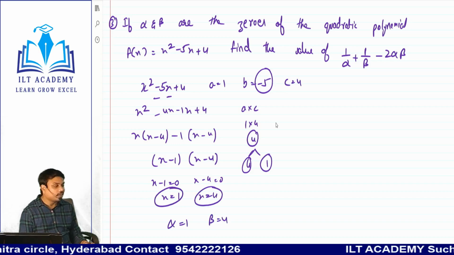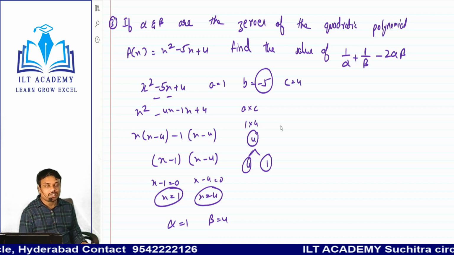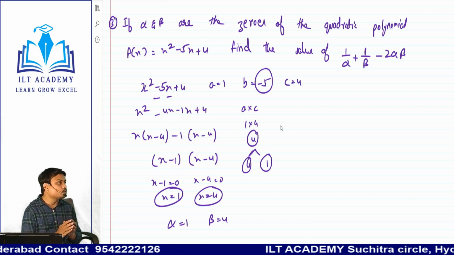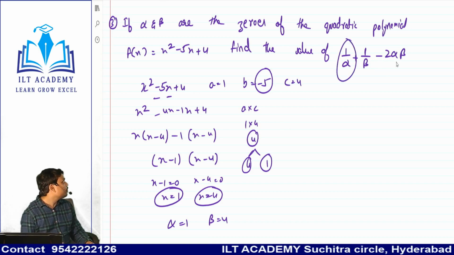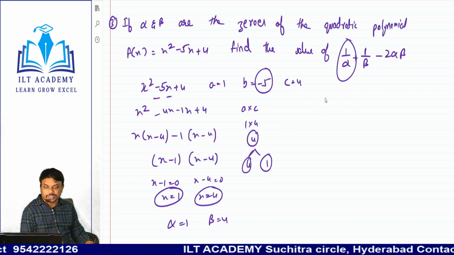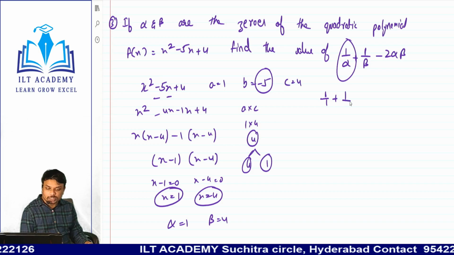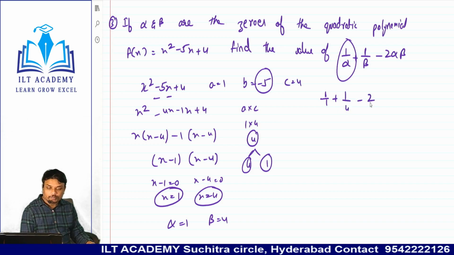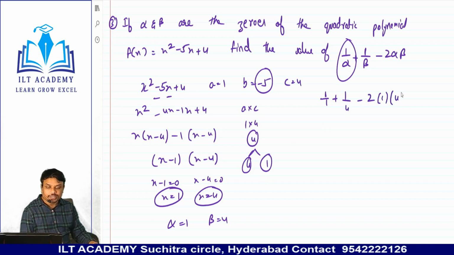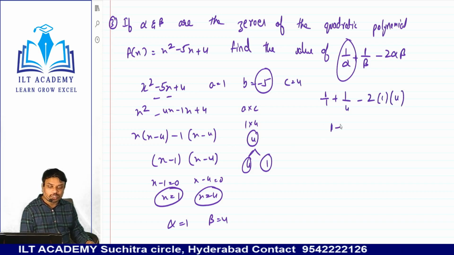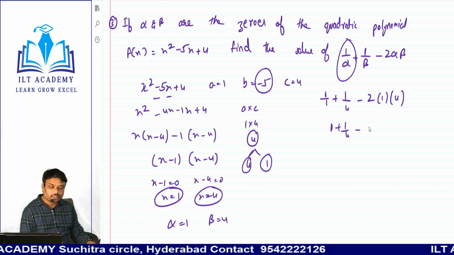Now we have got the roots of the equation, but our motive is not to find the roots of the equation. We need to find 1 by alpha plus 1 by beta minus 2 alpha beta. So 1 by 1 plus 1 by beta, beta is 4, minus 2 into alpha value is 1, beta value is 4. So 1 by 1 is 1, 1 plus 1 by 4 minus 8.